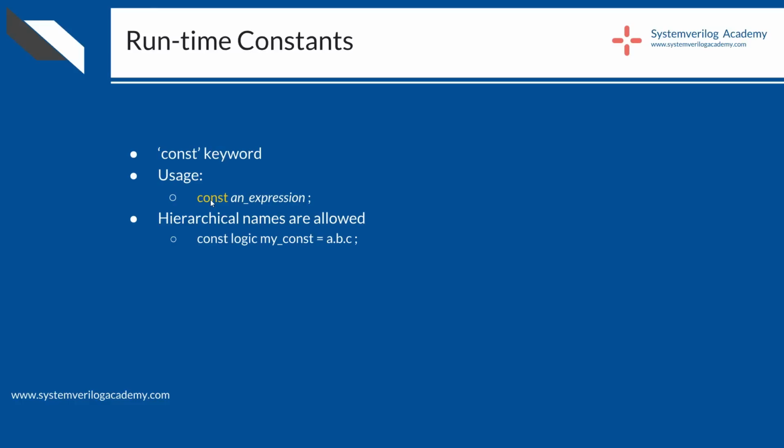Hierarchical names are also allowed with const usage because constants declared with the const keyword are calculated after elaboration. You can consider a const variable as a variable that can only be initialized in its declaration, and never assigned another value again. Typically, you don't need to use the const keyword in design coding.